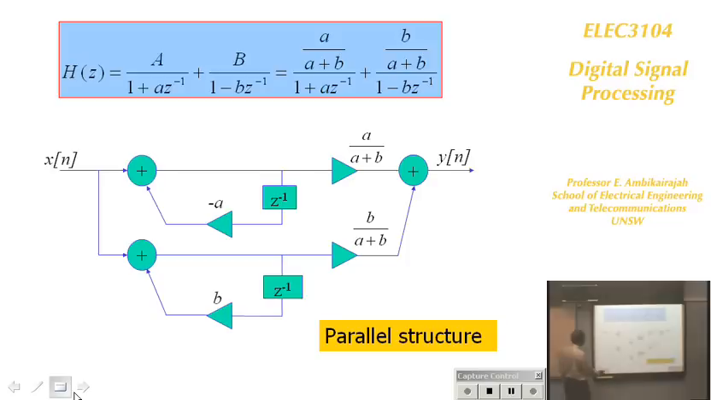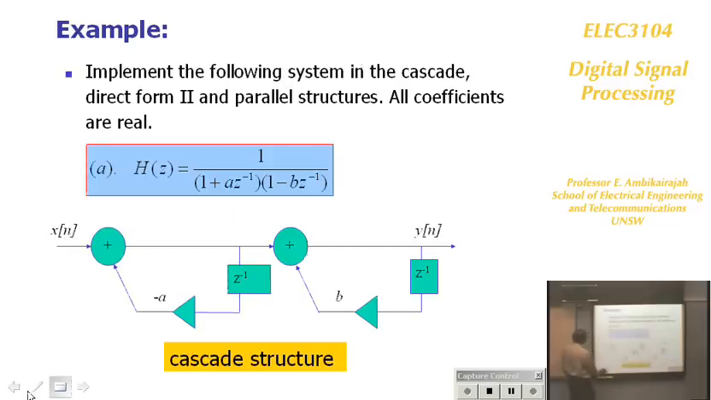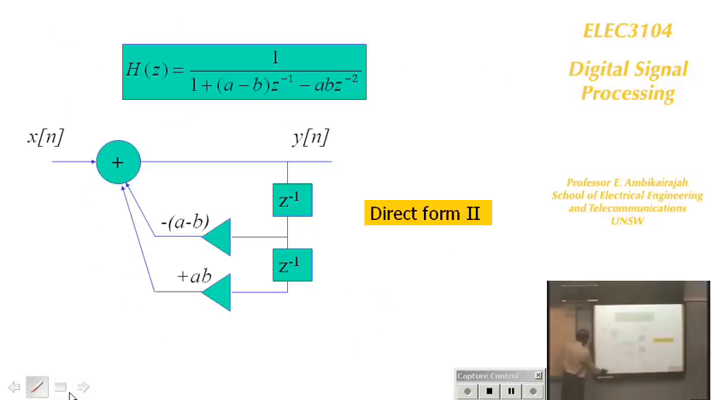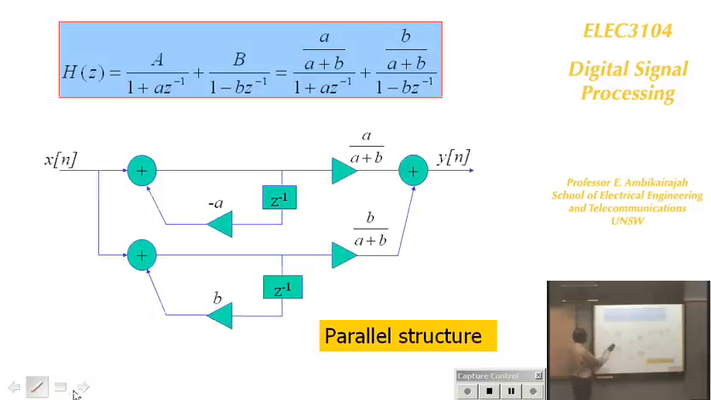And then you are asked to implement, sorry, let me go back to the equation. Cascade form, I'm done. Direct form, I'm done. Parallel structure. So that means I have to go back and take this equation and make it parallel. How do I make it parallel, that equation? You put them as partial fractions, plus, plus.